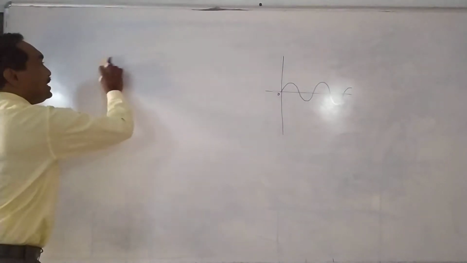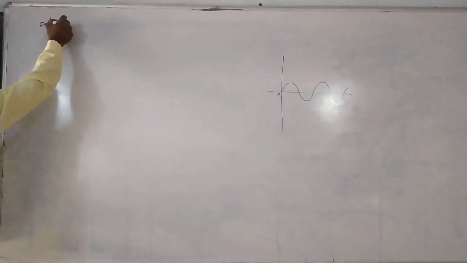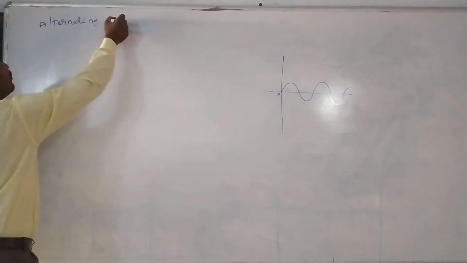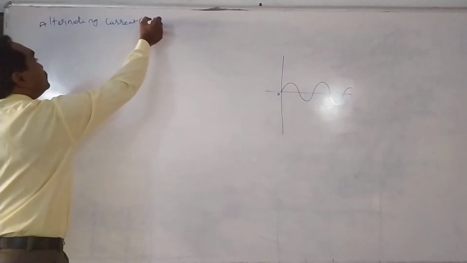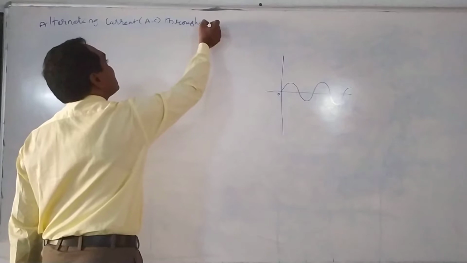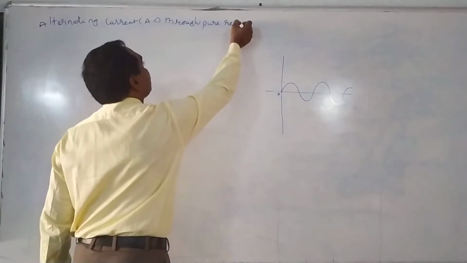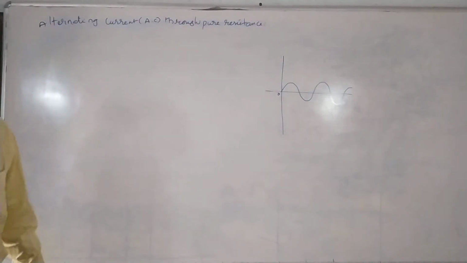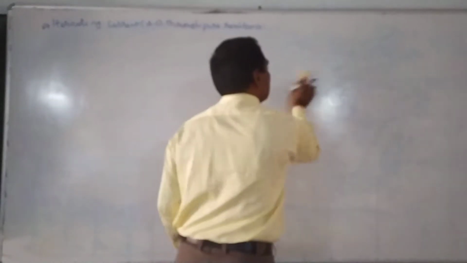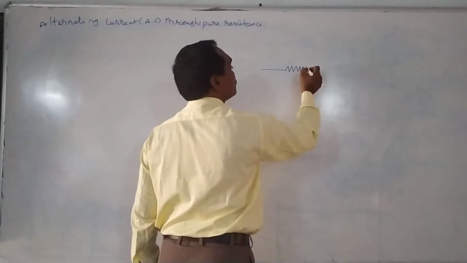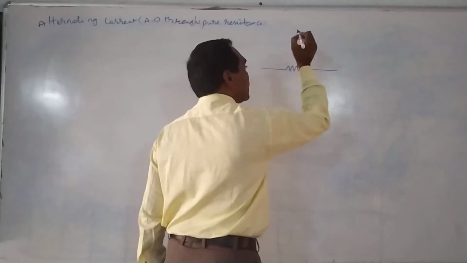So our aim is alternating current, that is AC, through a pure resistance. We know the symbol of the resistance is this one, whose resistance value is taken as R.